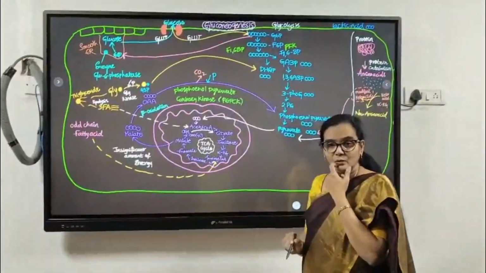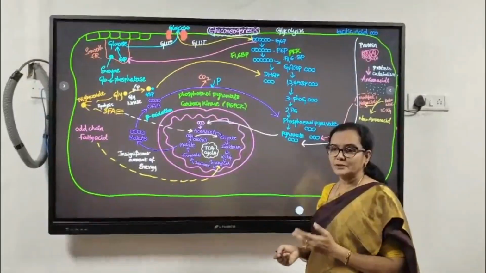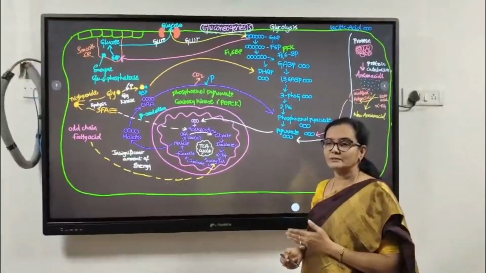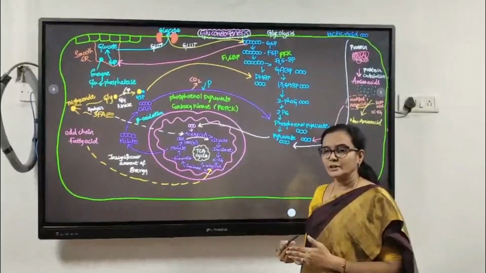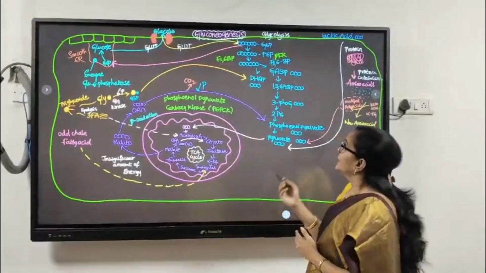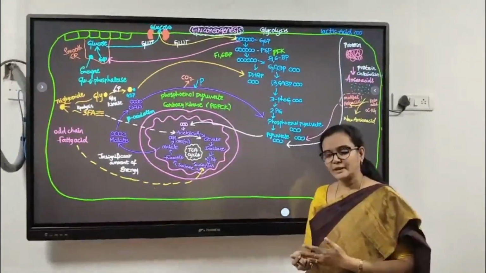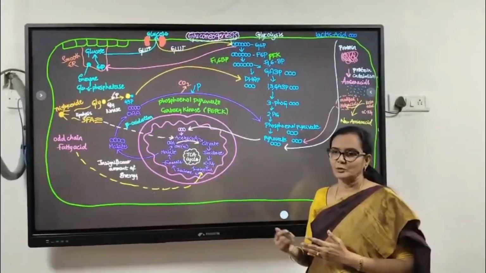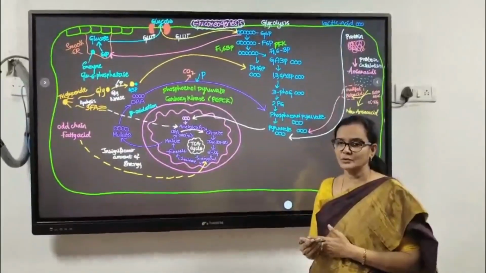And why does it take place? In types of starvation, or when body glucose levels are low, the body takes up the gluconeogenesis process and synthesizes glucose, because more glucose is needed. So when hypoglycemic conditions are there, the body undergoes gluconeogenesis and forms glucose.